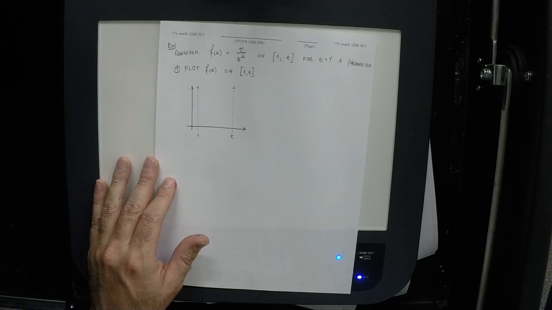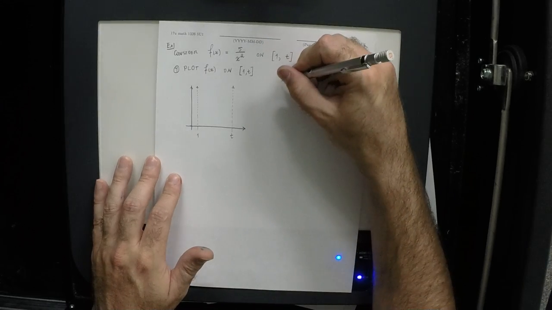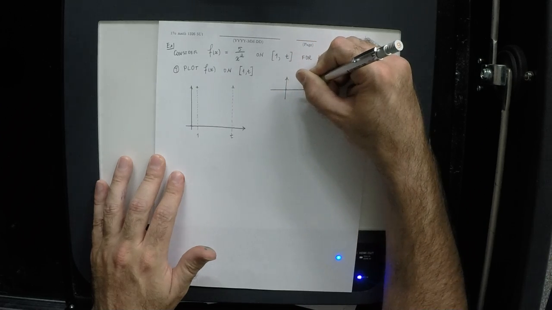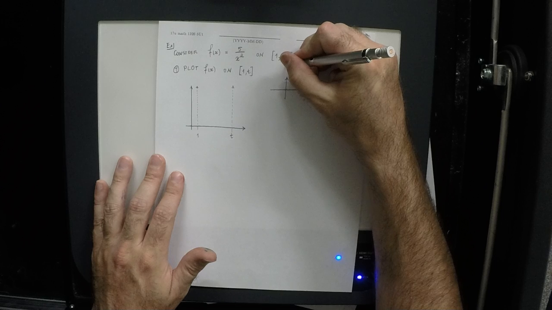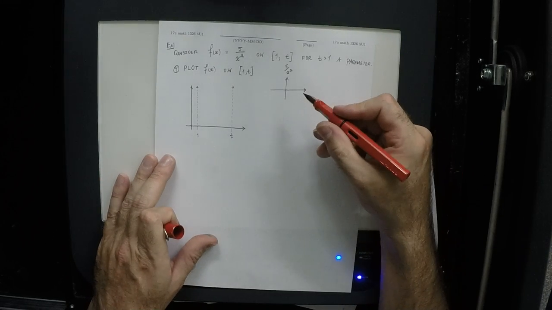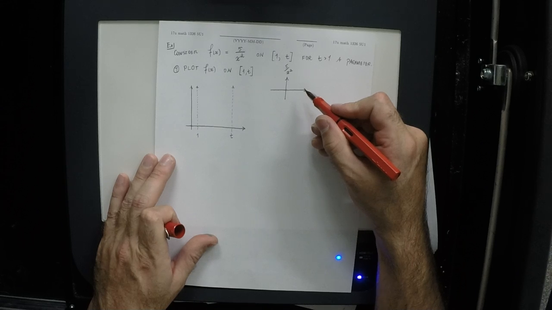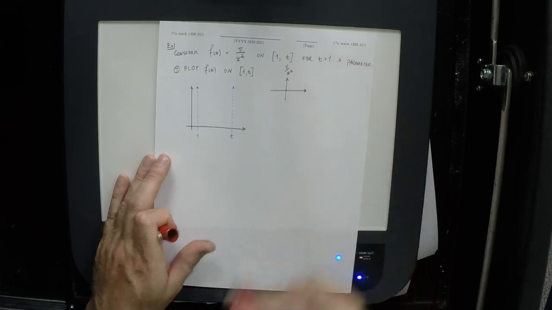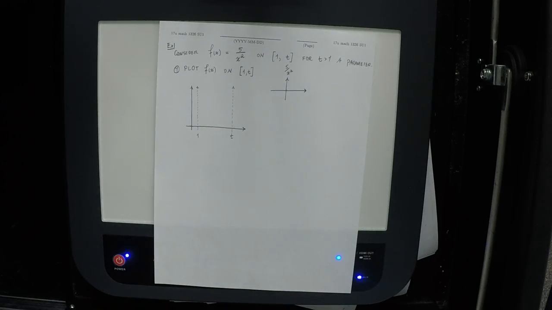Now, we want to draw the function. f of x is 5 over x squared. Well, from college algebra, there's a whole list of functions that it's just expected that you know what they look like. So right here, I'm going to draw 5 over x squared. What does it look like? It's not U-shaped. If it was 5 times x squared, it would definitely be U-shaped. But 5 divided by x squared, no.